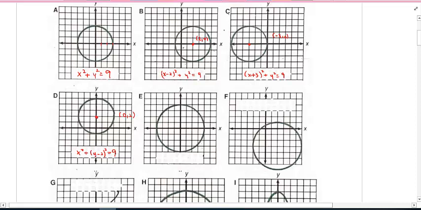E, x squared plus y squared equals... I think this time the radius has changed. It's now 4, so 16. F, notice that I think the center got shifted, so x minus 2 all squared, y plus 3 all squared equals 16.